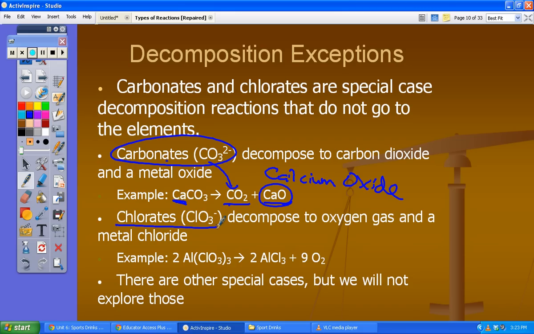Chlorates do something similar, except they always decompose into oxygen gas. O2 is always present. And then the other part of that is what we call a metal chloride. So it's going to be a metal here, whatever that metal is, but then there's going to be a chloride attached to that. So these are special cases. We won't explore these a whole lot. We will do, I think, this carbonate maybe as one example in the lab that we'll do.